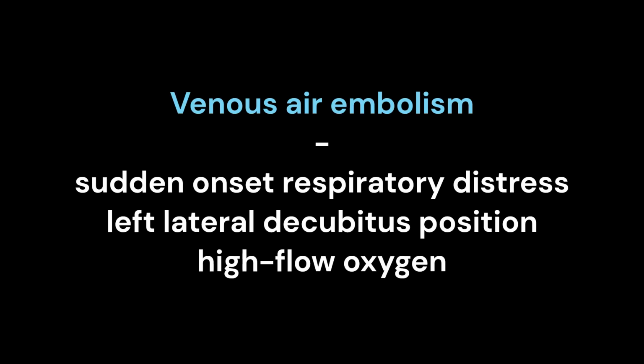Your take-home message from this question is that venous air embolism is suggested by sudden onset respiratory distress following removal of a central venous catheter. Patients with suspected venous air embolism should immediately be placed in the left lateral decubitus position to trap air in the lateral right ventricular wall and help prevent right ventricular outflow tract obstruction and embolization of air into the pulmonary circulation. High-flow oxygen is also important to encourage absorption of the air embolus.